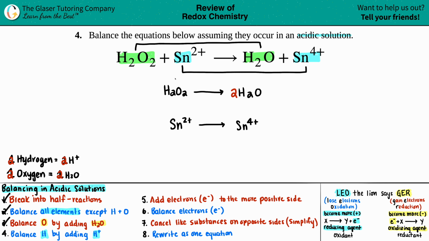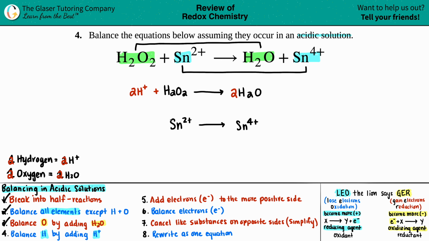Let's see where we're at. On this side, I have 2 hydrogens. On this side, I have 4 hydrogens, right? 2 times 2 is 4. So I have 4 hydrogens here. I have 2 hydrogens here. Seems like I need 2 more on this side. So I'm going to say plus 2 H plus. Don't forget to add that plus sign. Makes everything different.